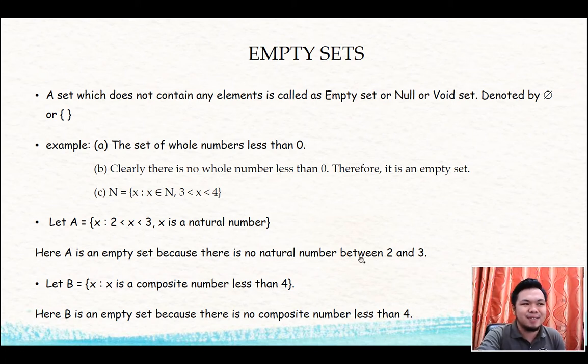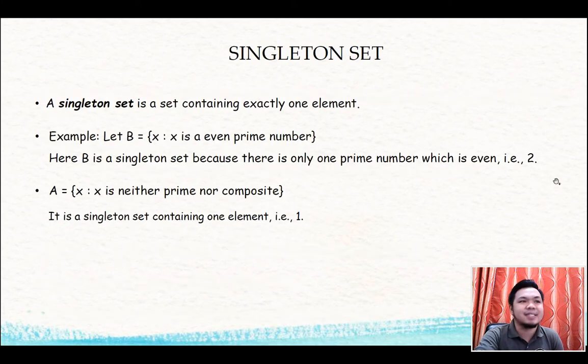So, that's it. Another example. Let B is equal to X colon X is a composite less than 4. So, here B is an empty set because there is no composite number less than 4. So, usually naman po, kapag ganyan, sinusulat natin na lang sila as braces.